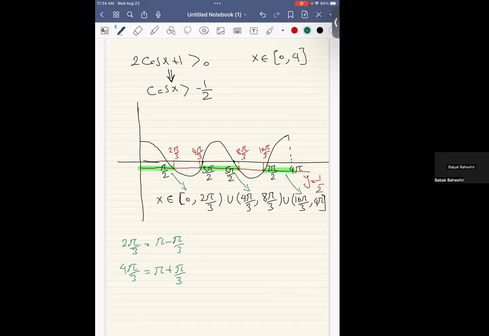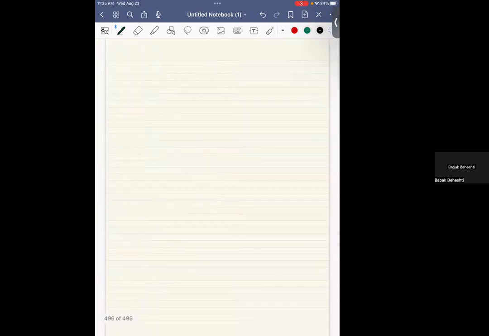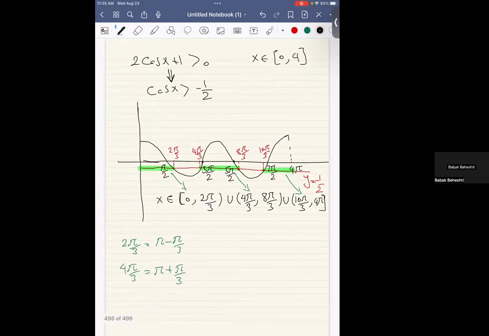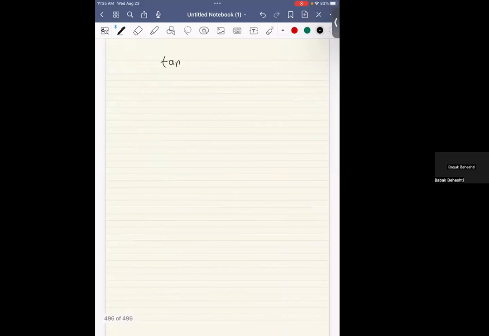Okay, so now for the other inequality, it says that tangent is between -1 and 1. Tangent of x between -1 and 1, and x belongs to 0 to 4 pi. So now let's take a look at the graph of tangent from 0 to 4 pi.